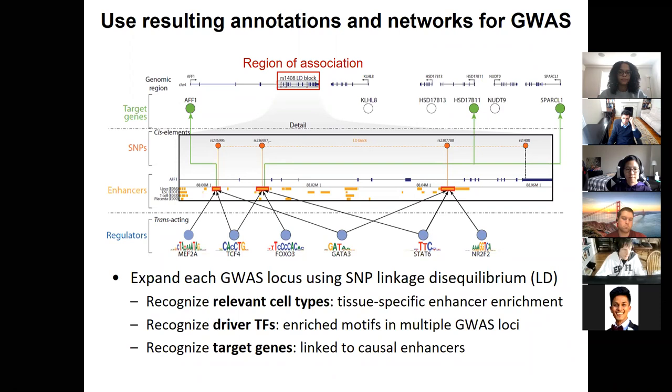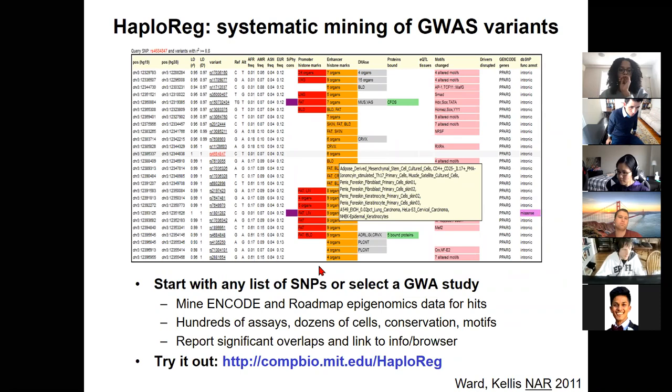So we basically built a series of tools for doing this. We're starting with any list of SNPs, and then selecting a genome-wide association study and systematically mining ENCODE and Roadmap Epigenomics across hundreds of assays and dozens of cells, and conservation and motifs, and reporting significant overlaps, but also linking to information and browsers.